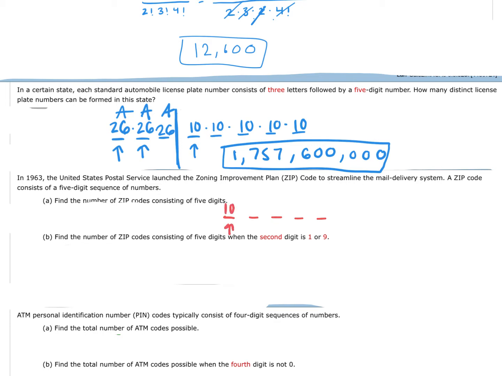10. What about our second spot? 10. It doesn't tell us we can't repeat. So we have 10 for all of our spots. Multiply all these together and we have 100,000. 1, 2, 5 zeros. So yeah, 100,000.